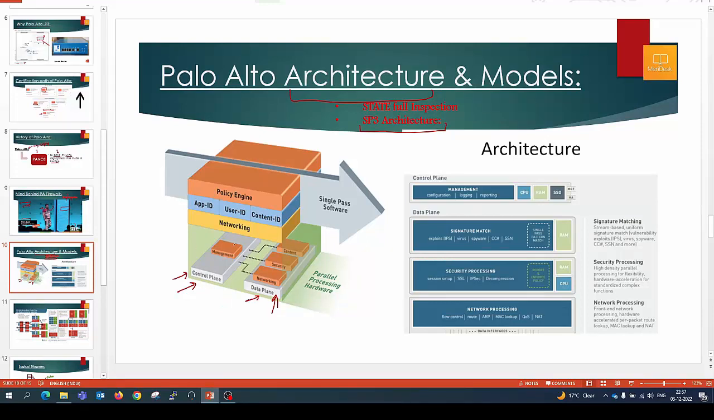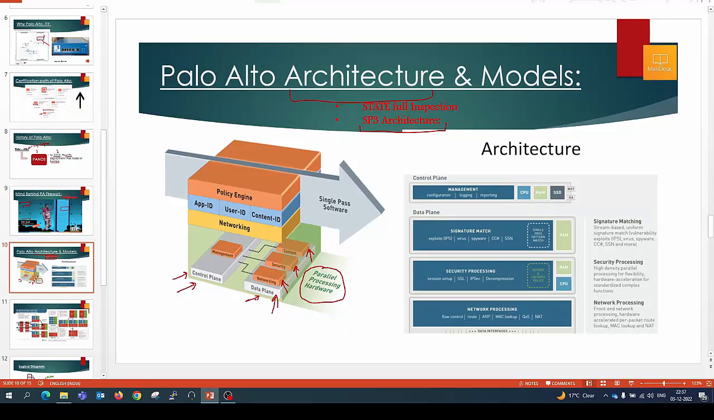Can you see here? We have a networking blade, a networking processor, a security processor, and a content processor. Whatever traffic comes into this firewall goes through all these CPUs together, and this is called parallel processing hardware.